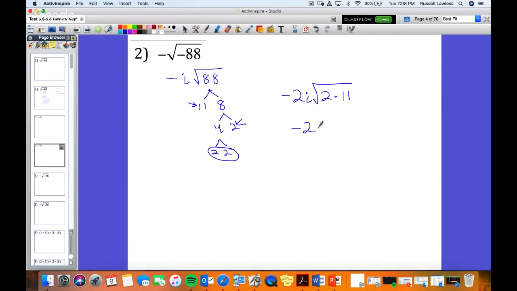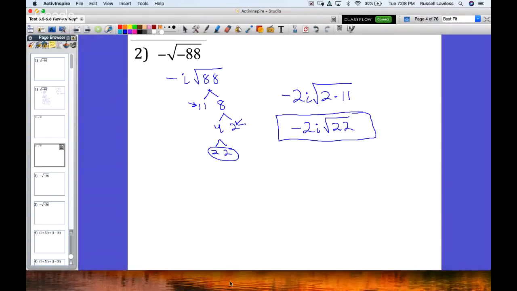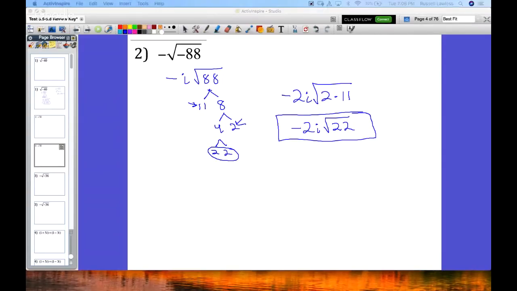Whatever is left behind is going to stay underneath the radical to be multiplied. And whatever is a group of 2 that I can pull out will be pulled out of the radical. So then that would give me negative 2i root 2. So again, I'm just doing as much as I can.